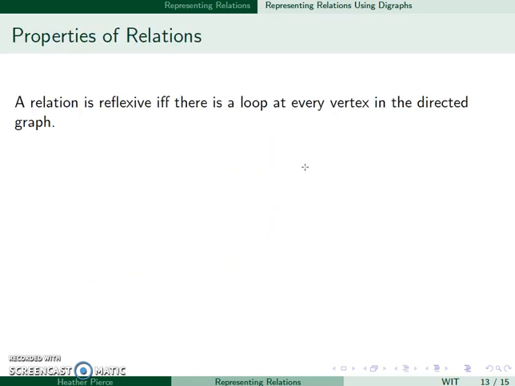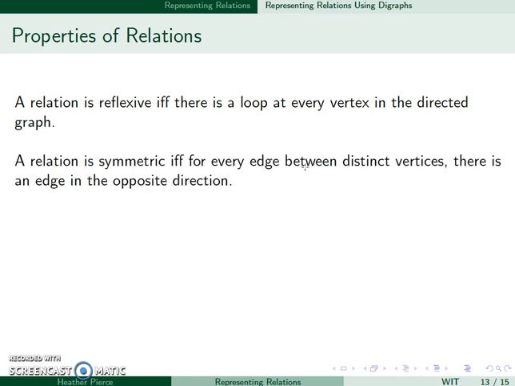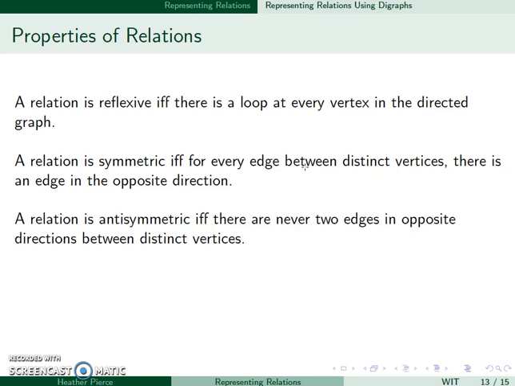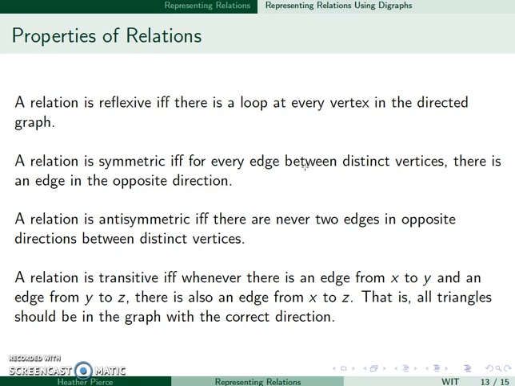So a relation will be reflexive if and only if there's a loop at every vertex in our directed graph. It's symmetric if and only if for every edge between distinct vertices, there will be an edge in the opposite direction. And it's anti-symmetric if and only if there are never two edges in the opposite direction. And then transitive. This happens if whenever there's an edge from X to Y and an edge from Y to Z, we also need an edge from X to Z. So we should have all triangles in the graph with the correct direction.